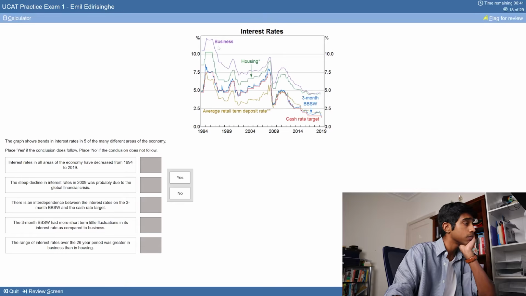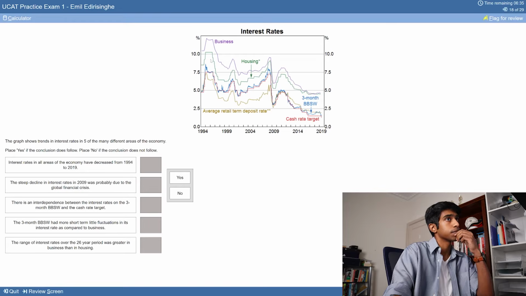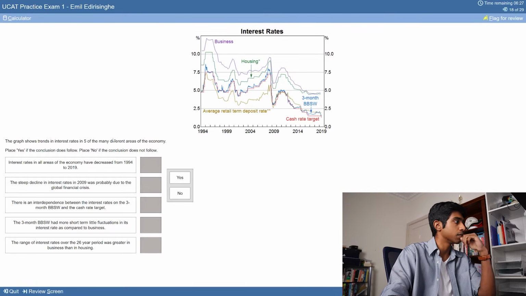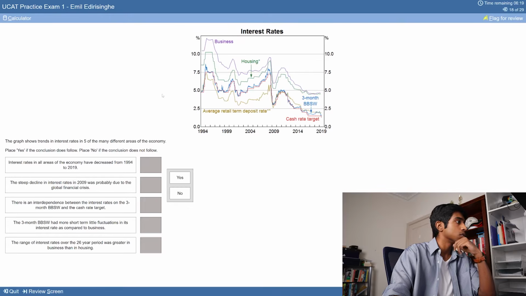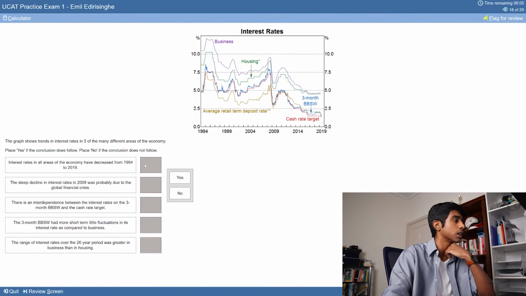Alright, so interest rates. Okay. The graph shows trends in interest rates in 5 of the many different areas of the economy. So I'm just going to check how many questions I have left. I have 4 left. Okay. So business, housing, average retail term cash deposit rate. Right. All interest rates in all areas of the economy have decreased from 1994 to 2019. So yeah, these all decreased.